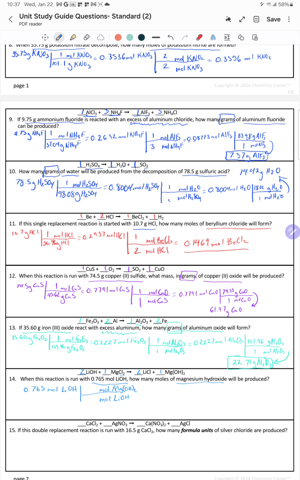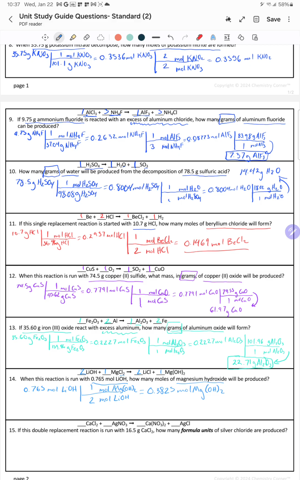So I look at my magnesium hydroxide, that's 1. Lithium is 2. That means I'm multiplying by 1, dividing by 2. And you end up with the mole value for magnesium hydroxide, which is 0.3825 moles of magnesium hydroxide. And that's it. That's all you got to do for that one.